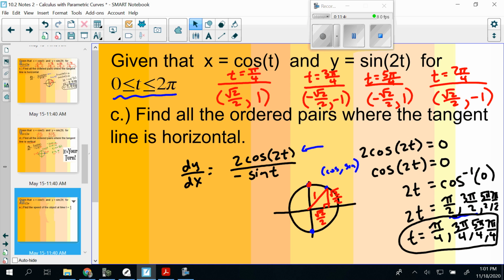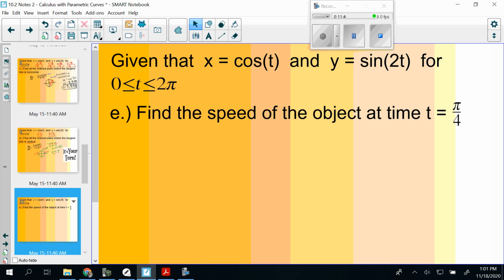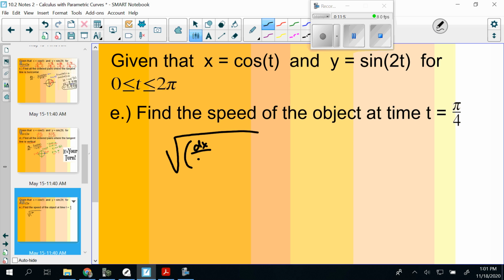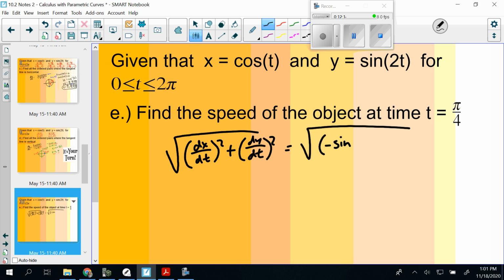All right, one last part to this one. Given the same equations, find the speed. So here's where that speed comes in. To get this one, we want the square root of dx/dt squared plus dy/dt squared. We already know what those derivatives are. Our derivative dx/dt came out to be negative sine of t, squared. And then our derivative dy/dt comes out to be 2 cosine 2t, squared.